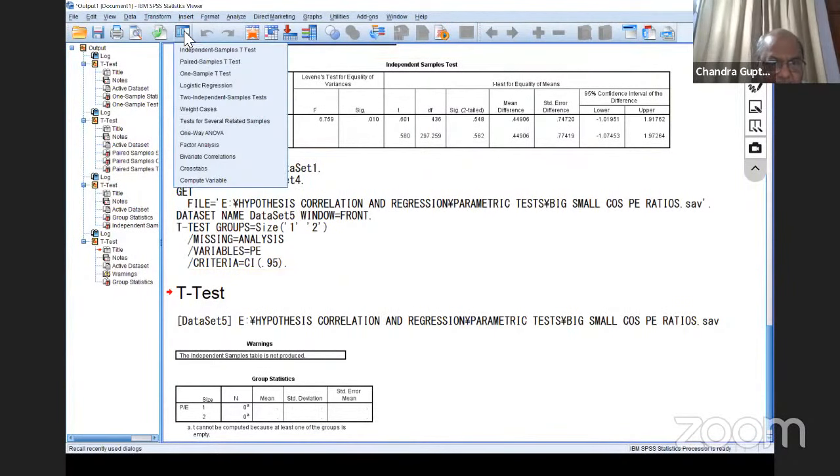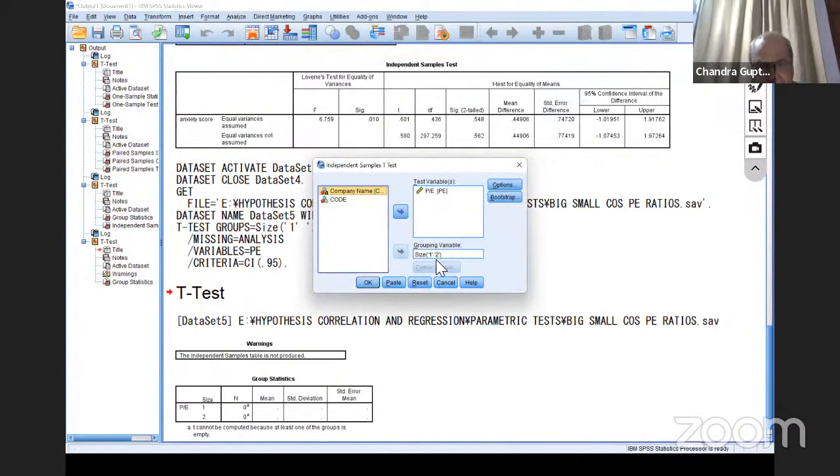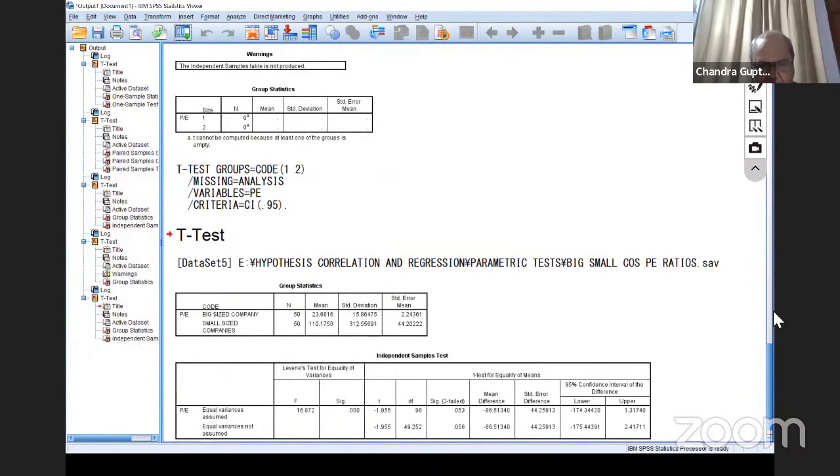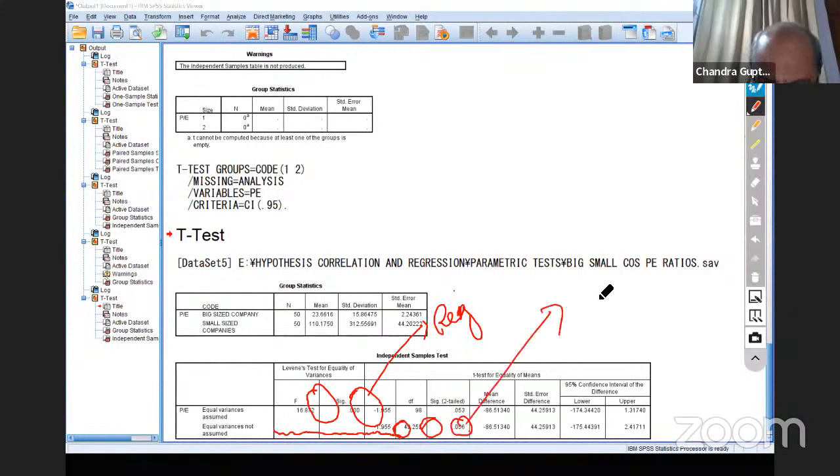I have to check what's wrong. The codes I have to take, 1 and 2. And variances are different, so we will read the result of the second row, and it is coming to be 0.506, more than 5%. Therefore, we did not find any evidence to say that smaller companies are having more P ratios or bigger companies are having more P ratios.